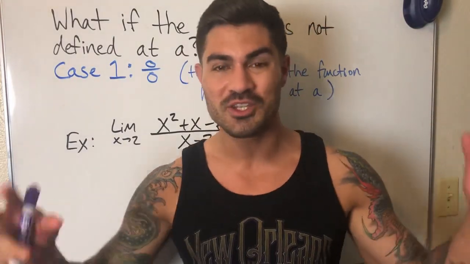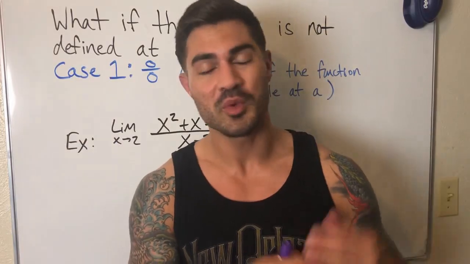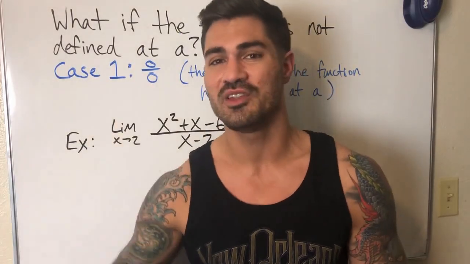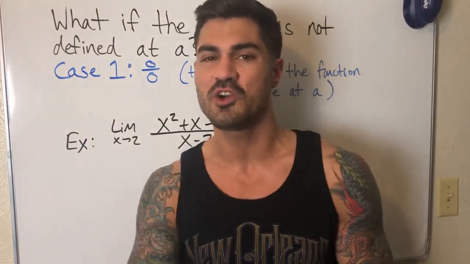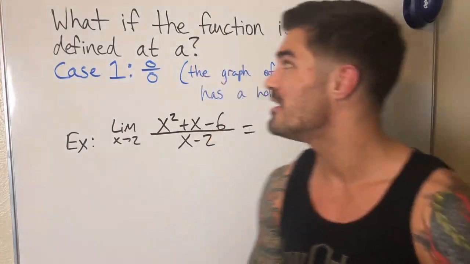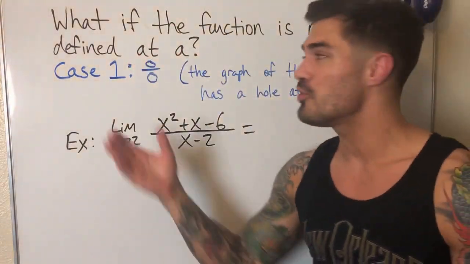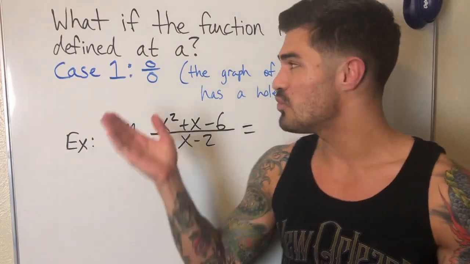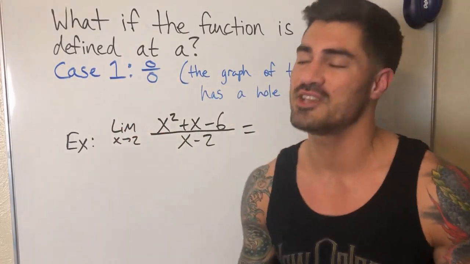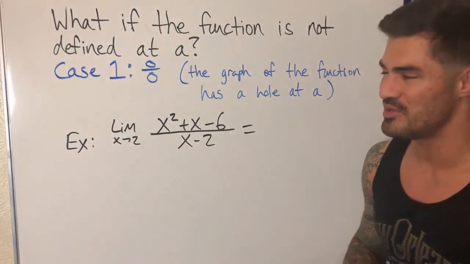So, what happens when we don't have an easy limit, alright? So remember, we can plug in our number, we get out a real number, that's the limit. But what happens if when we plug in our number, our function is undefined at that number, right? What if the function is not defined at a? Well, I broke this down into 2 cases. Case 1 is this 0 over 0 case, and we can go ahead and look at this example to see what I mean by that, okay?